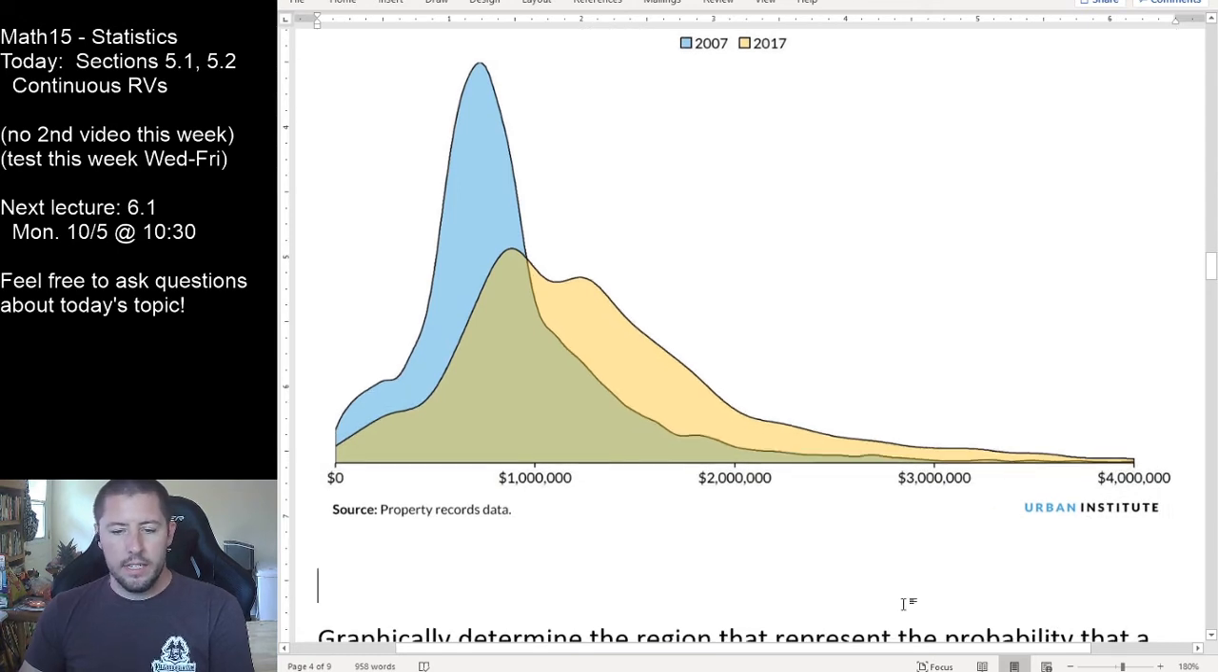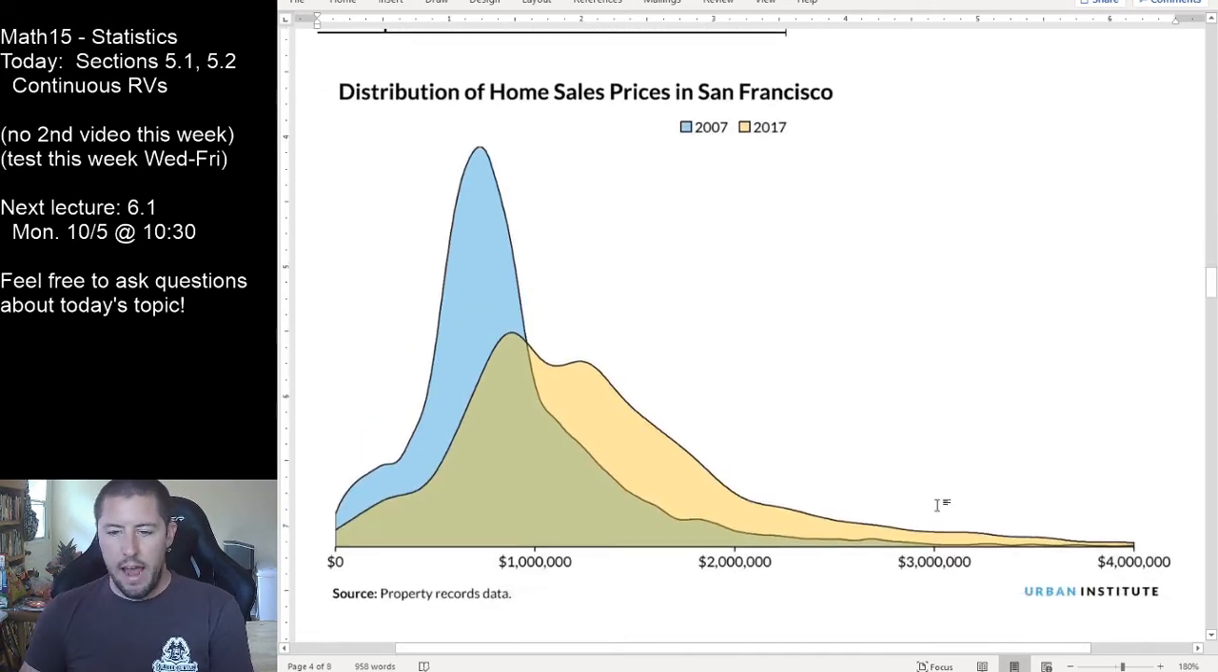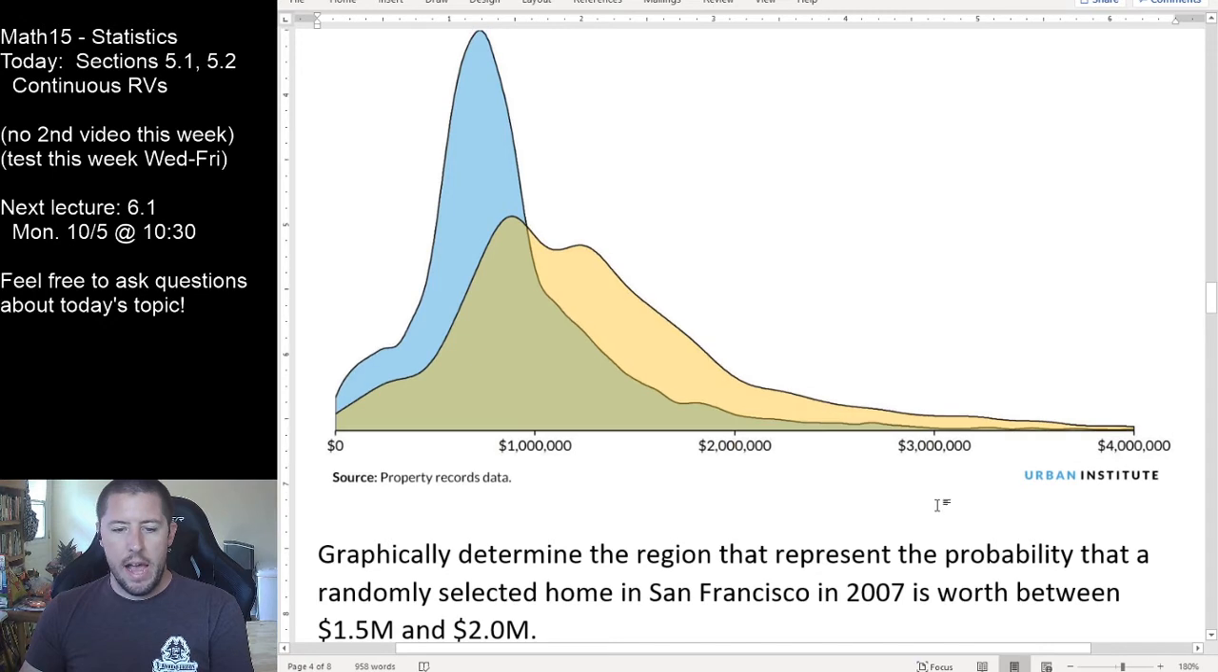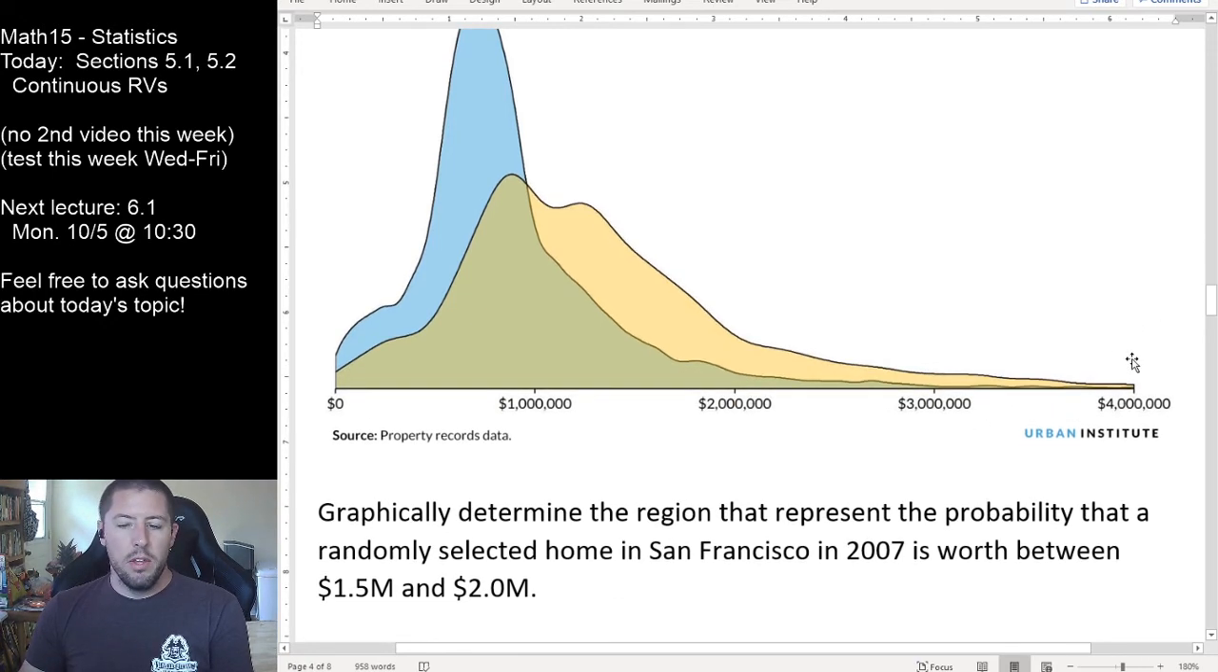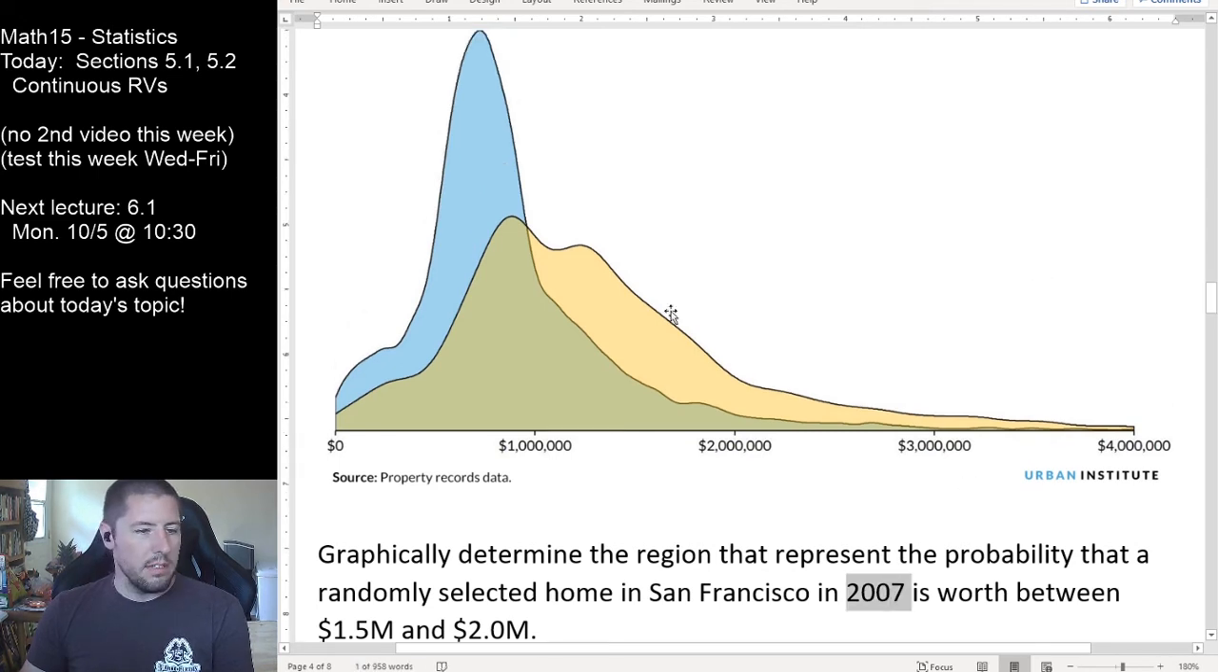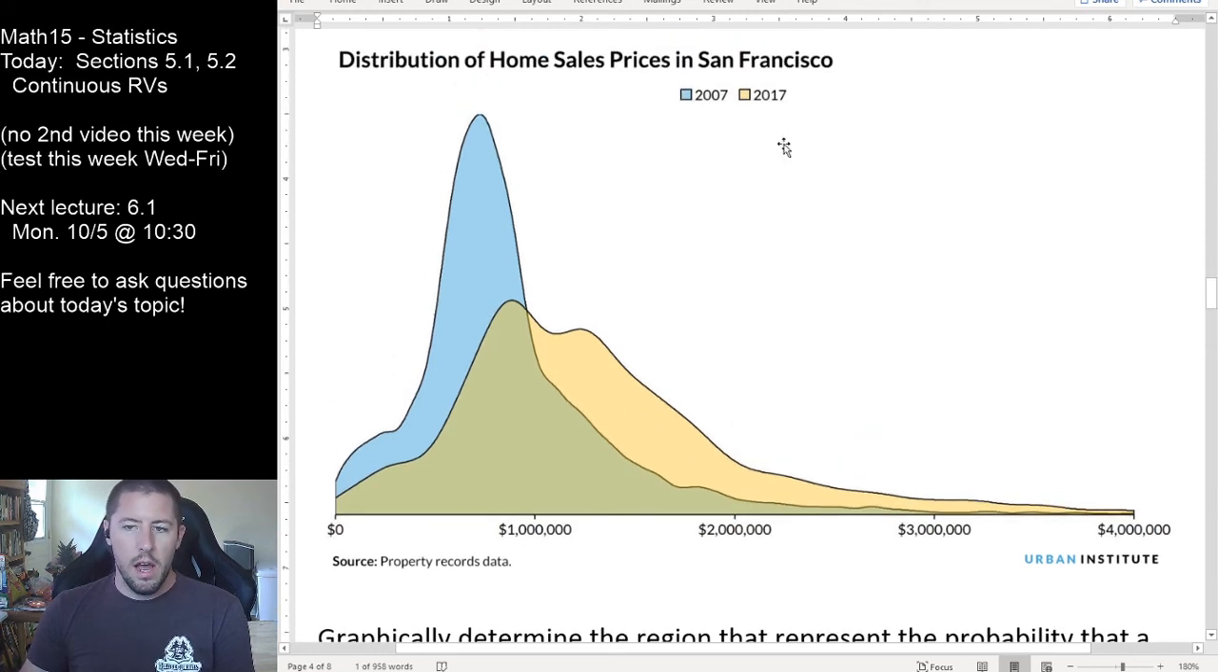So just to get us started here, what kind of questions am I even asking here? The first question that I want to ask is, graphically, and just in our graph here, determine the region that represents the probability that a randomly selected home in San Francisco in 2007 is worth between $1.5 million and $2 million. Right? So I want to come back up here and remind myself, I know that I'm interested in a 2007 home. I've really got two different continuous probability distributions here. The 2007s are the blue right here.